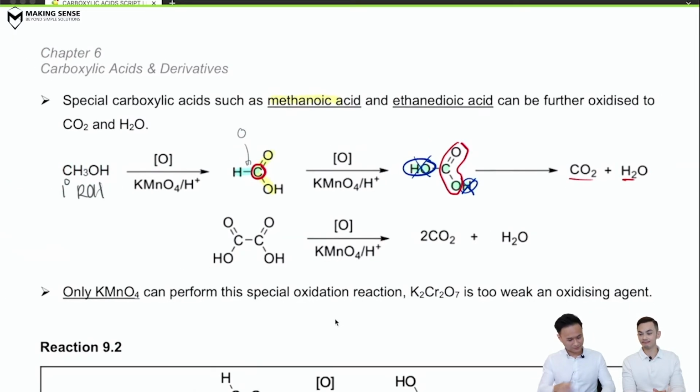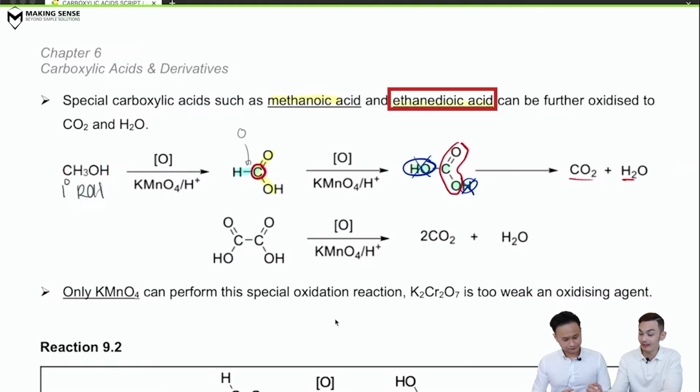Now, Mr. Willem, could you bring me through the next one? Yeah, of course. So guys, just remember, carboxylic acids typically are not able to be further oxidized. There are two exceptions. Mr. Tim went through the first one. Now, the second one is a very special carboxylic acid. We call this ethanedioic acid. As the name suggests, it has a two-carbon backbone, so there's carbon 1 and carbon 2.